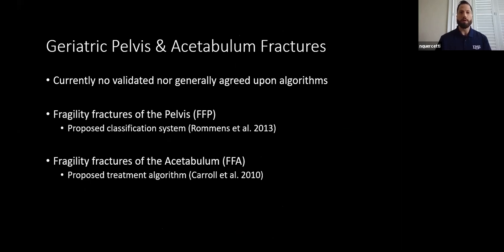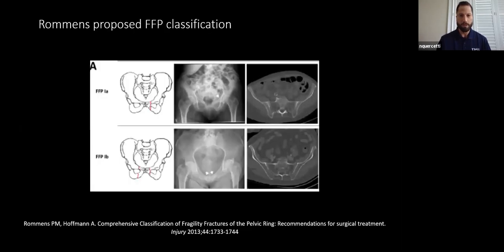Unfortunately, for geriatric pelvis and acetabulum fractures, there are currently no agreed upon algorithms. For fragility fractures of the pelvis, there has been a very thoughtful classification proposed by Paul Ramans out in Germany. And as far as the acetabulum goes, there's a very good treatment algorithm proposed by Evan Carroll from Wake Forest in 2010, and we'll review those briefly. This is Paul Ramans' proposed classification from 2013.